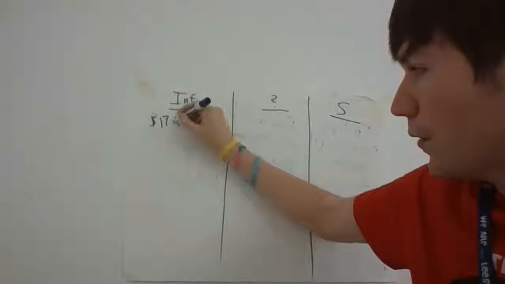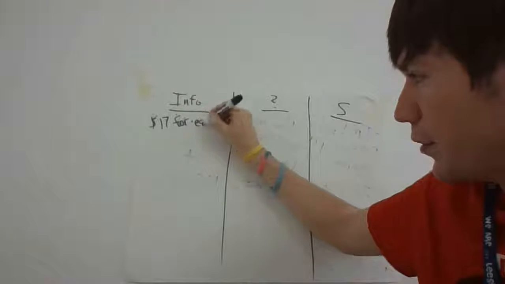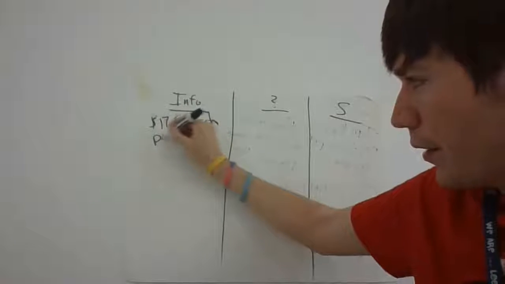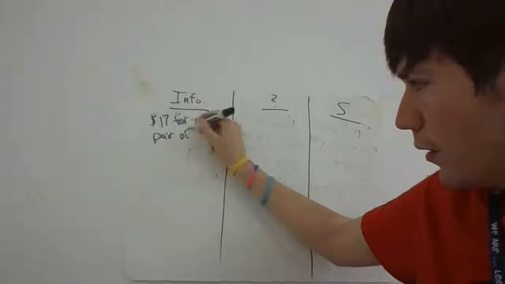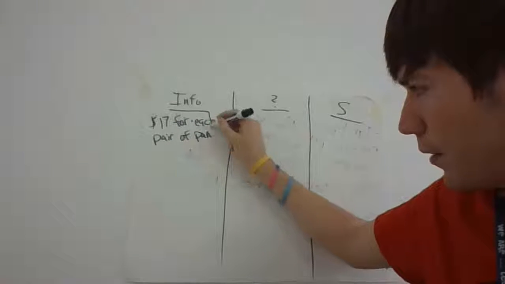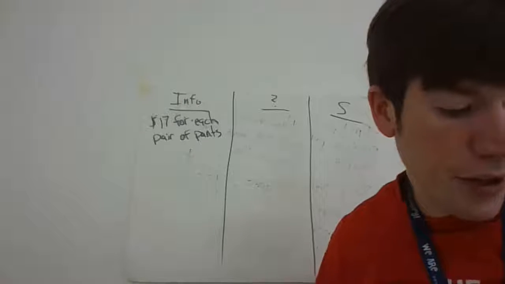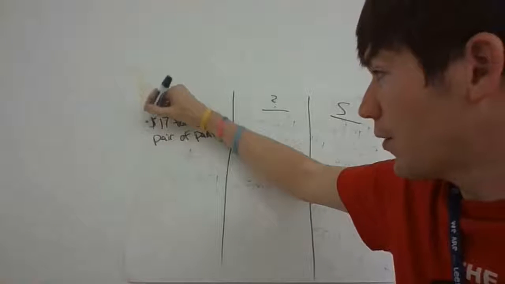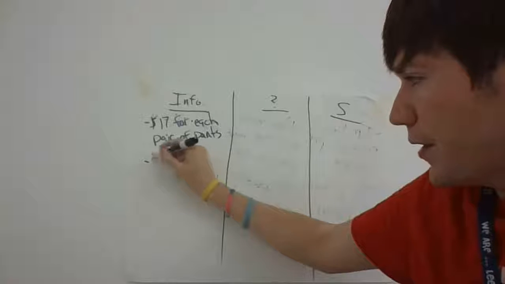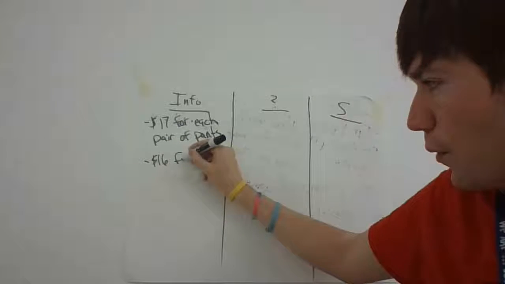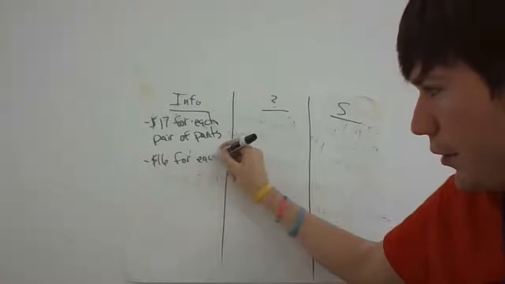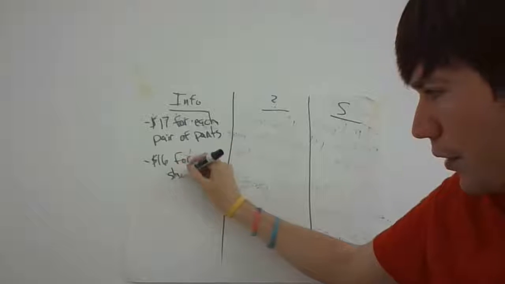$17 for each pair of pants. All right. And each cheddar cheese shirt sold for $16. So $16 for each shirt.